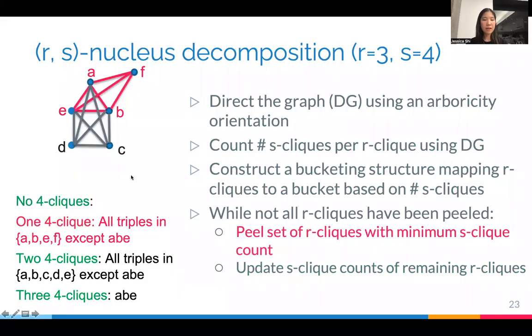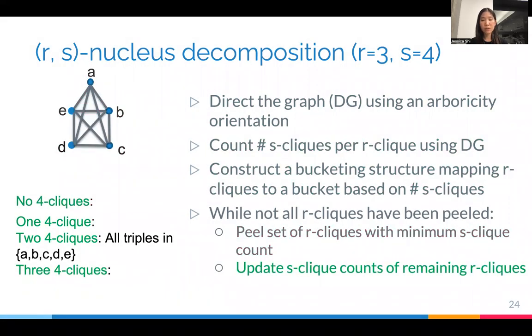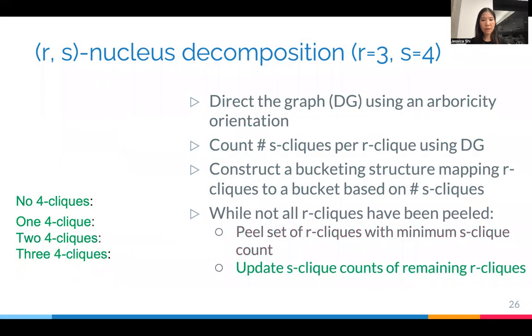So in the next set, we peel all triples in the set ABEF except the triangle ABE. And now we update the four-clique counts of the remaining triangles. And importantly, the four-clique count of this triangle ABE is updated to 2 four-cliques. And now in the last step, we peel all remaining triangles since they all have the minimum four-clique count of 2. And now we have an empty graph, so we're done with this peeling process.